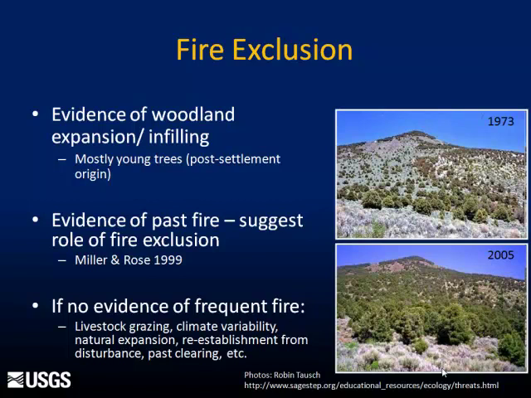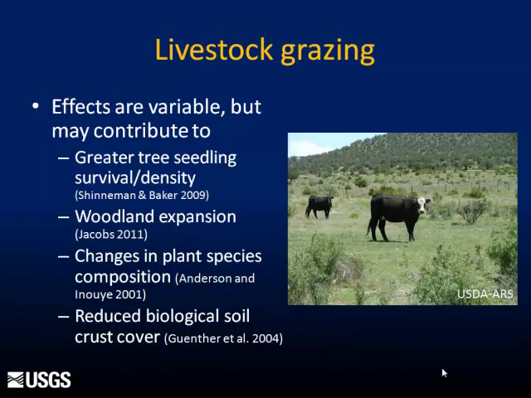But there are many other causes for expansion and infilling, and Pete did a great job of focusing on this in his talk. So, I, in fact, don't spend a lot of time on this in mine, but certainly there are the effects of livestock grazing that might reduce the competition on tree seedlings by forbs and grasses and shrubs, climate variability, natural expansion, reestablishment from past disturbances, and so on.